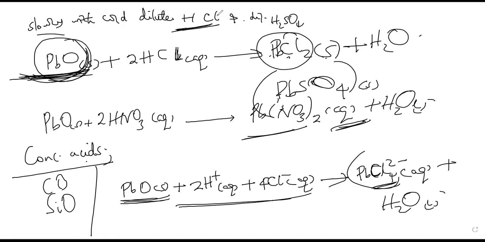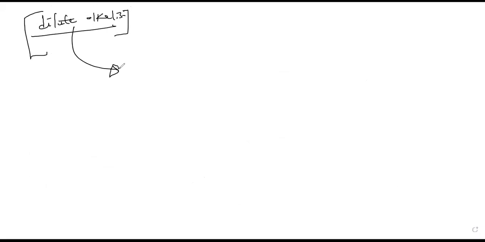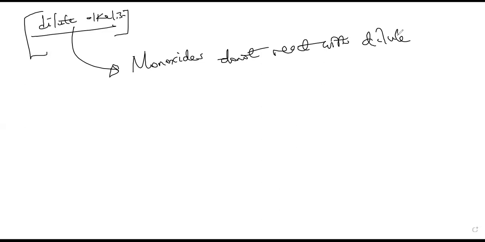Then from this, we go to another reaction, which is with alkalis, reactions with alkalis, and we shall begin with the dilute alkalis. You should note that monoxides of group four elements, all of them, there is no monoxide that reacts with dilute alkalis. So you need to first note that monoxides do not react with dilute alkalis, but can react with the concentrated alkalis.